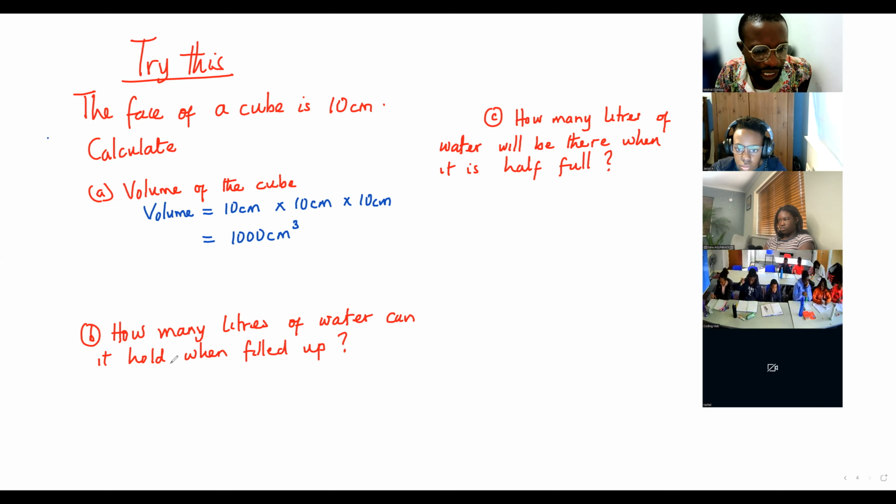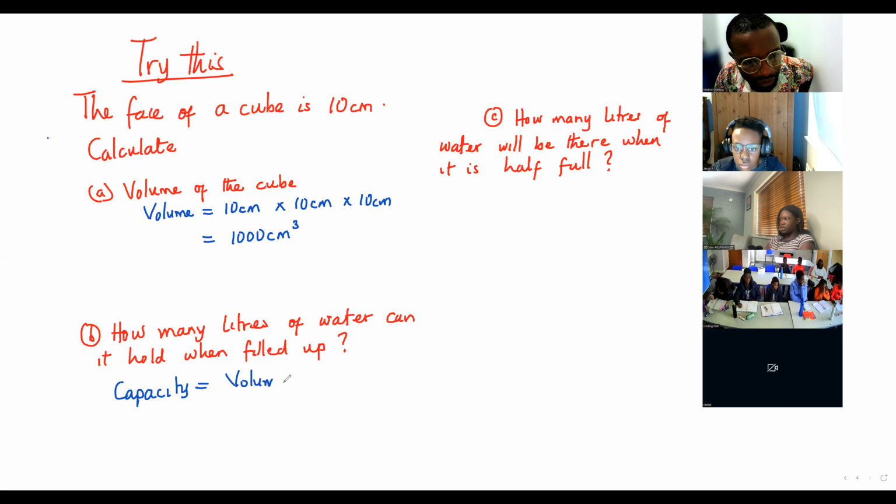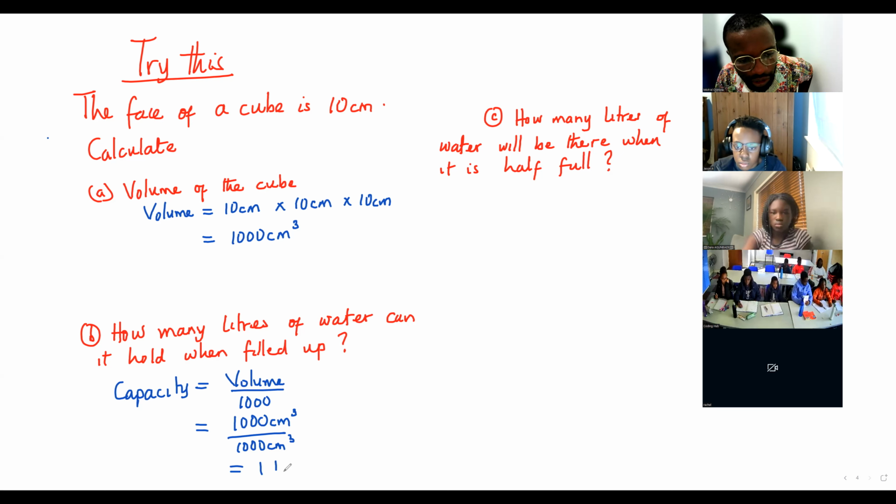How many liters of water can it hold when filled? Who's doing this for us? Christabella. I divided 1,000 by 1,000 and I got 1 liter. So you did capacity equals volume divided by 1,000, right? That is 1,000 cm cube divided by 1,000 cm cube, and you got 1 liter.